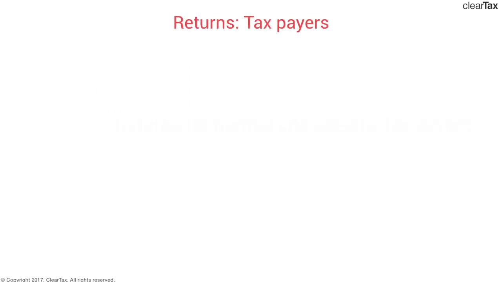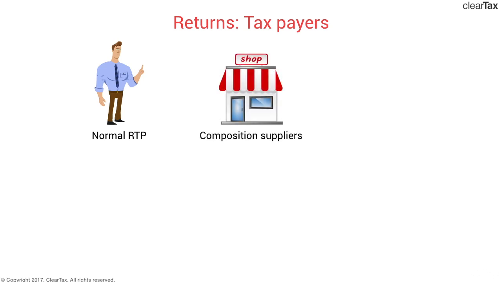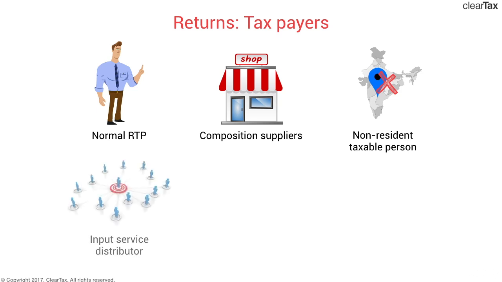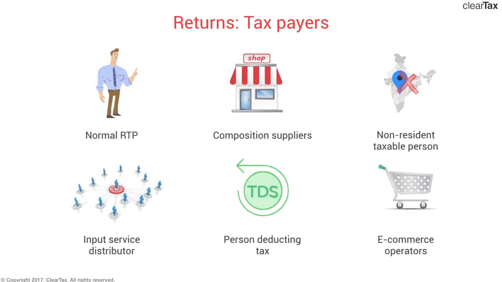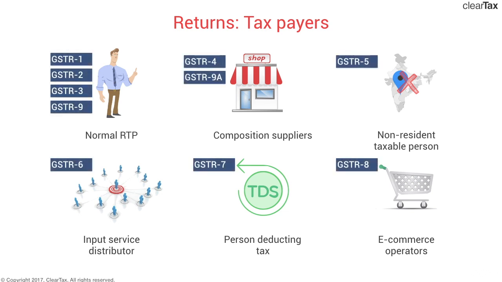The first, of course, is a normal registered taxpayer who has only normal business transactions, nothing unusual. The second is a taxpayer who's opted for the composition scheme. The third is a non-resident taxable person. Fourth, input service distributor. Fifth, any person who's deducting tax. And sixth, an e-commerce operator. These are the 6 categories, and there are different types of returns for each category.